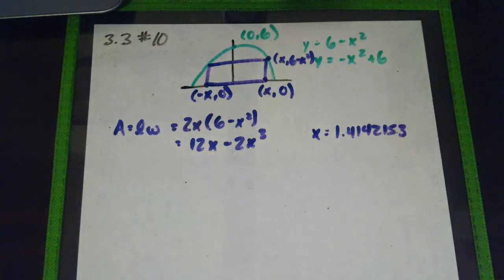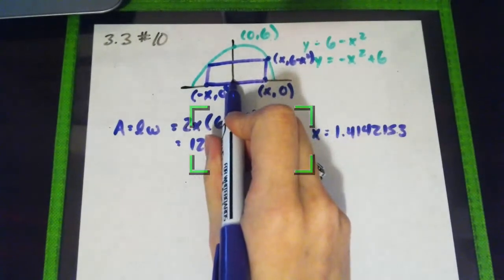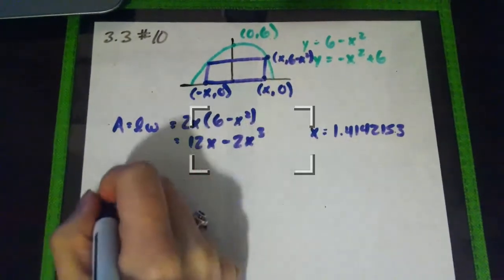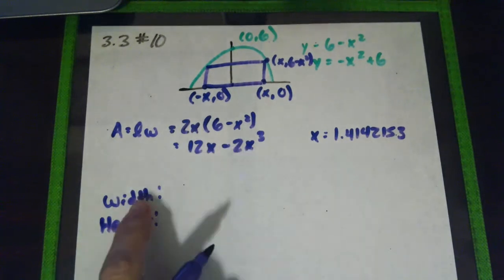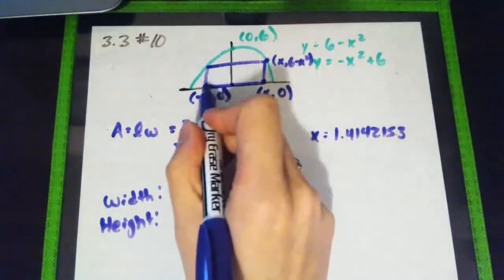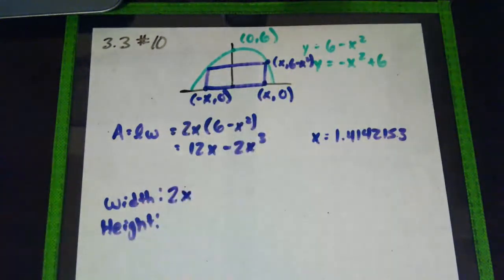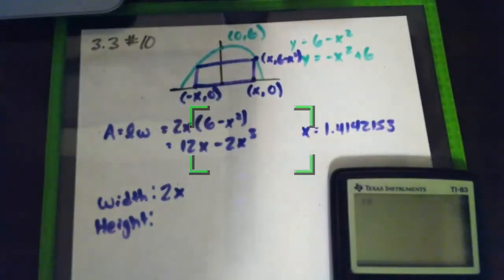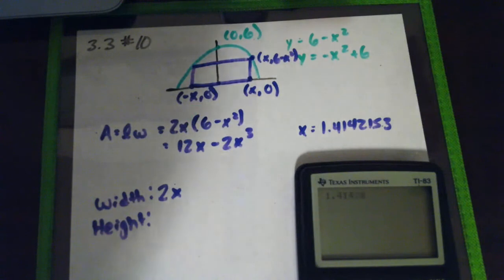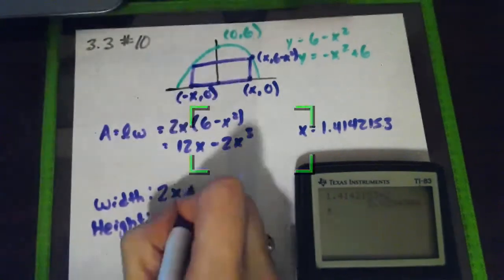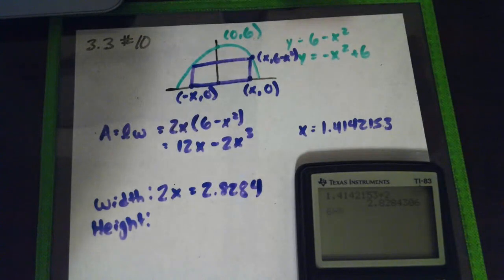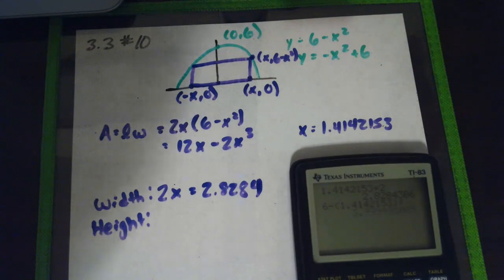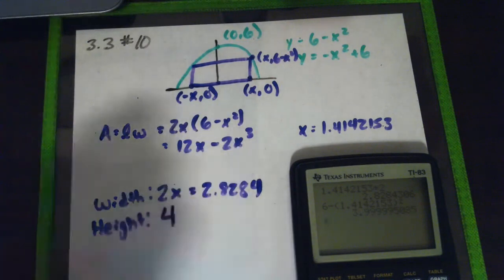So remember that x is the distance from our origin to that point. It's asking for the width and the height of my rectangle. Well, the width was x and x, so 2x. So I need to multiply my x by 2. If I take 1.4142153 times 2, I get that my width is equal to about 2.8284, and my height was 6 minus whatever x is, 1.4142153 squared. That's 3.999, okay, that's 4. So we'll have a height of 4.